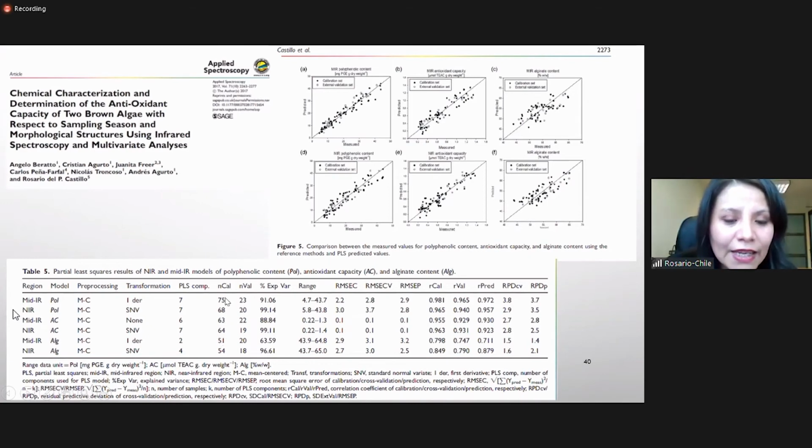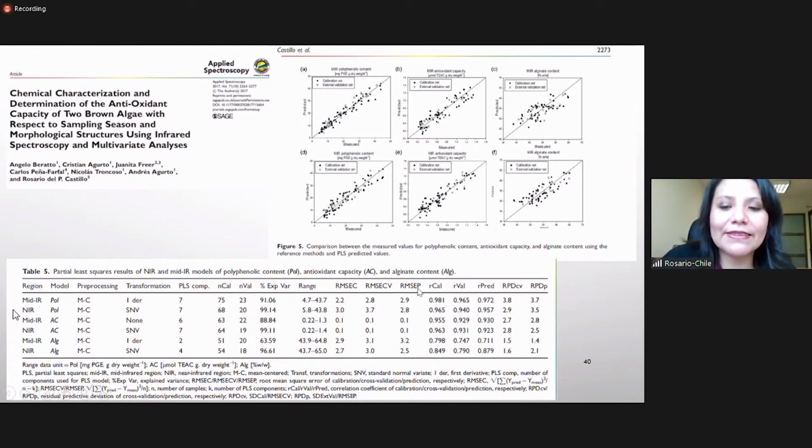of samples used to generate the model, the number of samples which our model used to validate the model, the explained variance, the range of concentration or the range of each property that I'm measuring, and the errors of calibration, cross-validation, and prediction with a corresponding regression coefficient. So we can see here that the calibration are good, but maybe in univariate calibration it was a disaster, but here in multivariate calibration, no, the results are very, very good.